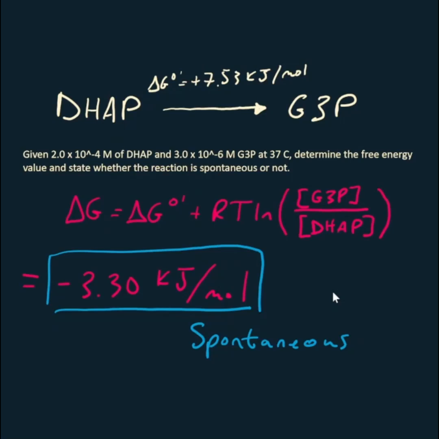So what is the significance of this? As you can see, under standard state conditions, this reaction is not spontaneous because we're given a positive theoretical Gibbs value. But if we manipulate the equation so that DHAP is at a higher concentration than G3P, and also take into account that our internal body is set at a high temperature of 37 degrees Celsius, we are able to overcome the fact that this reaction under standard state would not be able to go through.